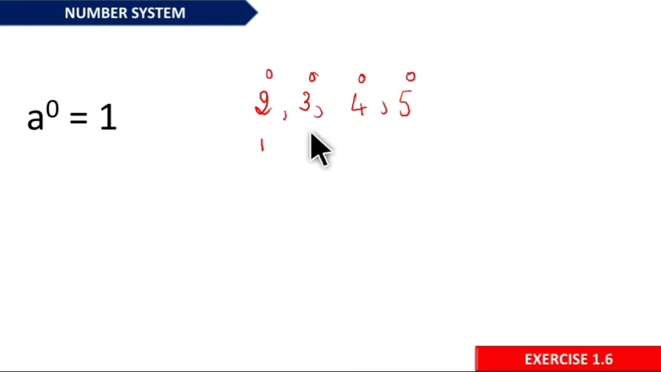2 to the power 0 is also 1, 3 to the power 0 is also 1, 4 to the power 0 is also 1, and 5 to the power 0 is also 1. Any number to the power 0 is equal to 1.